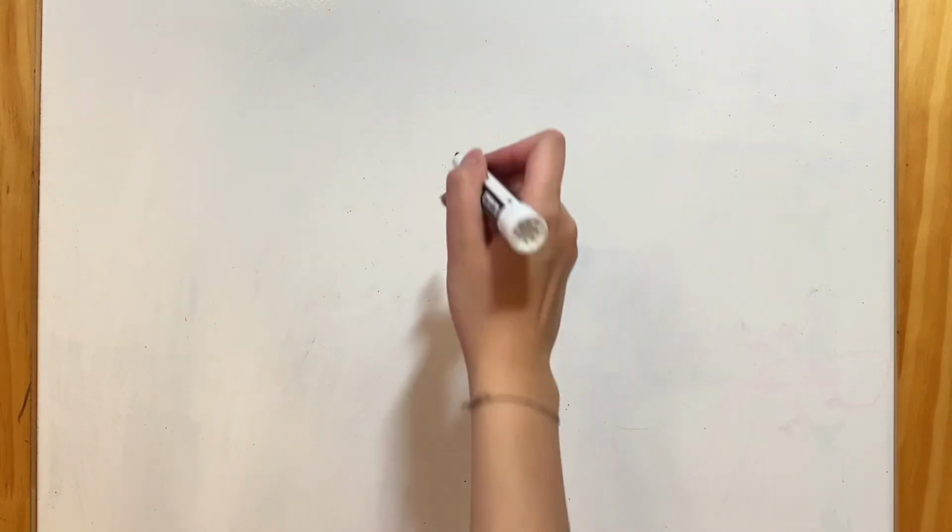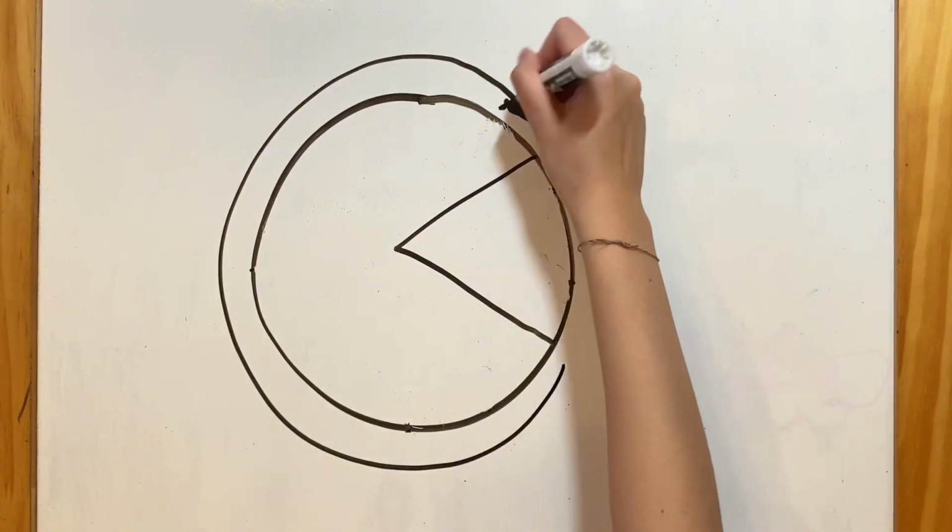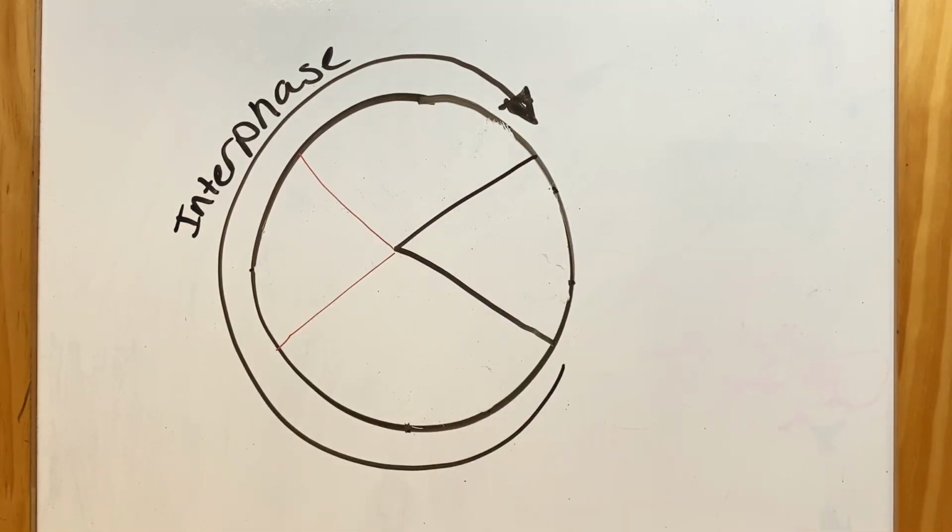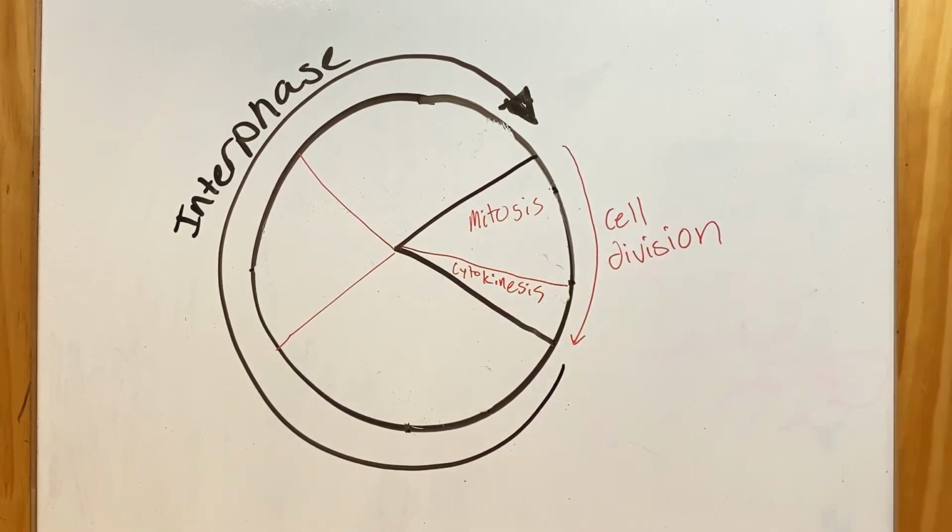Let's start with the basics. The cell cycle is a series of events that takes place in a cell that causes it to divide into two identical daughter cells using mitosis. 90% of the cell's life is spent in interphase, which includes G1, S, and G2.